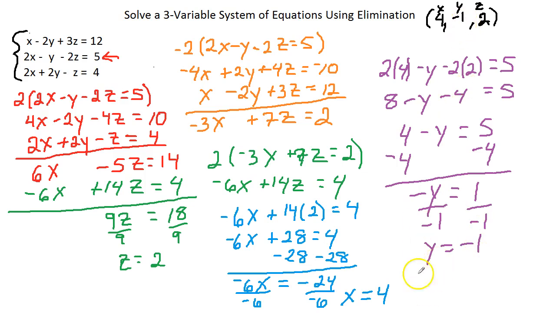Divide by negative 1, and I get y equals negative 1. And we match. So our answer is the ordered triple, and it's 4 for x, negative 1 for y, and 2 for z. Have fun solving these.